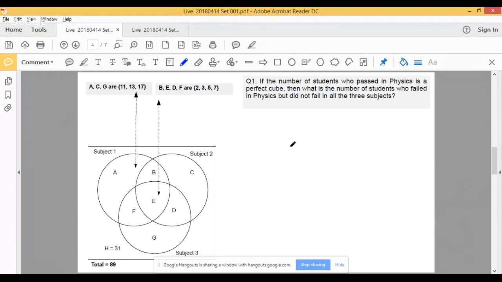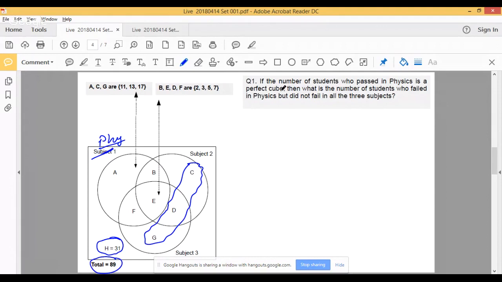The first question said, if the number of students who passed in physics is a perfect cube, what is the total number of students who failed in physics but did not fail in all three subjects? So let's take this as physics. I've put total as 89. I've put H as 31, which is all three subjects. So I want people who failed in physics, who are outside of physics, but did not fail in all three subjects. So we are looking at these three.